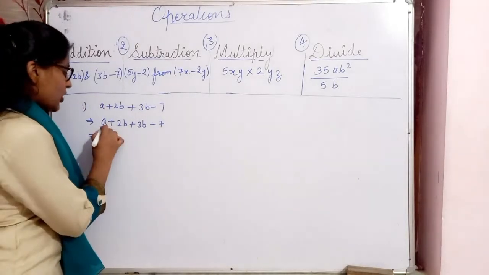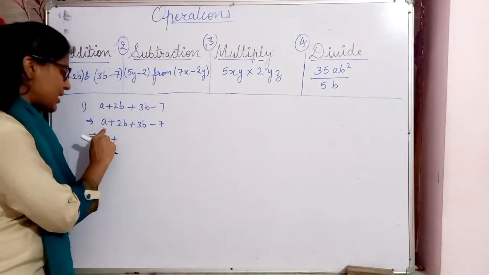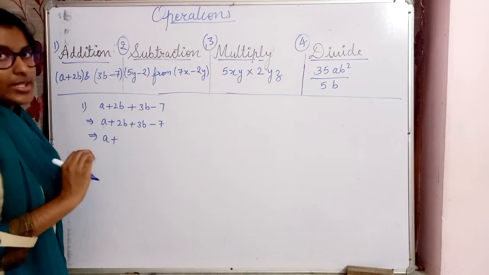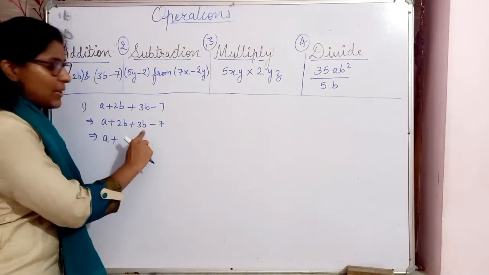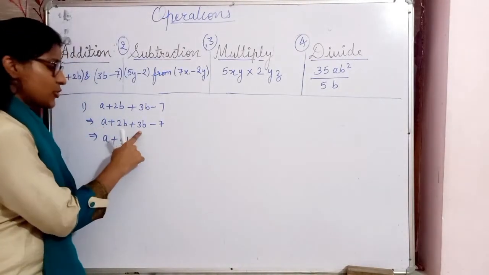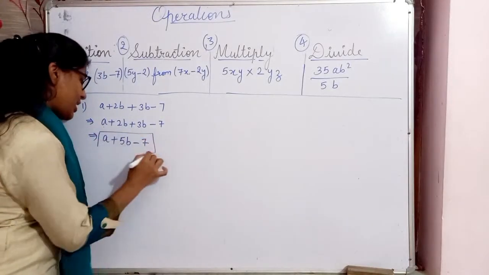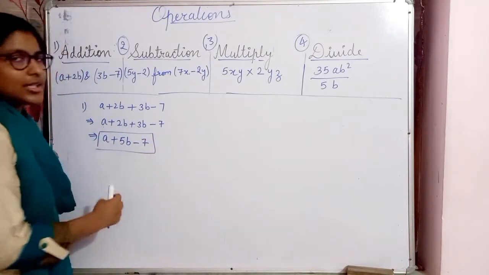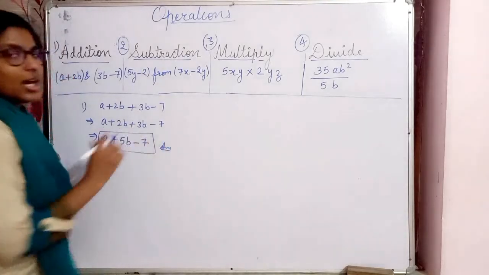Okay. So A as it is come, we can't add A with any other because A has no like term. 2b plus 3b is equals to 5b. 2 plus 3, 5b. And minus 7 is as it is come. This is your final answer. Yes, because these all are unlike terms. So this is our final answer.